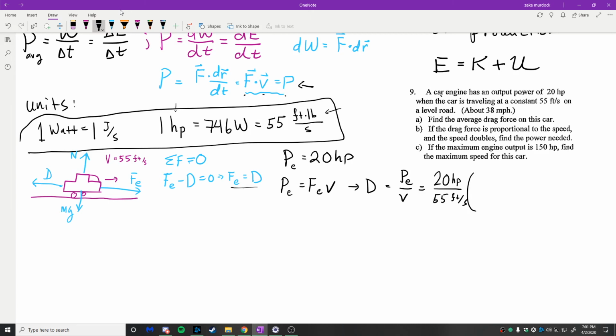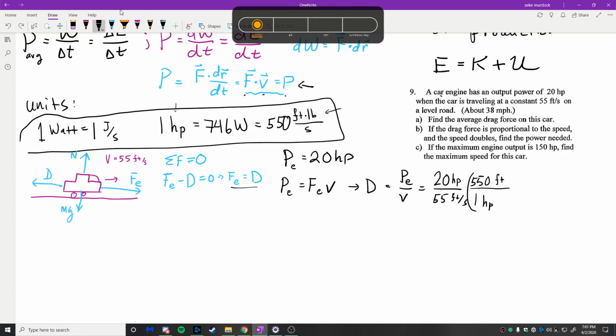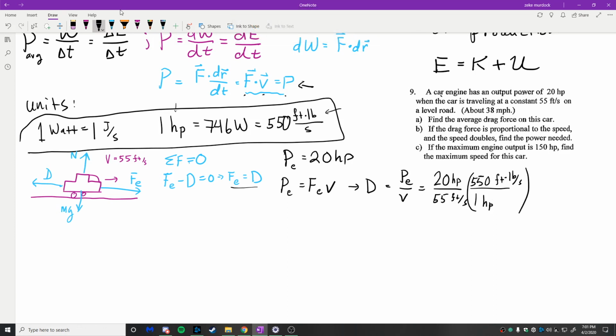So we need to multiply this by a ratio of 1 horsepower being equal to 550 foot-pounds per second. I'm sorry, 550, my bad. And then the units work out that you get something, I think this is going to be 200 pounds. That's equal to the drag force.